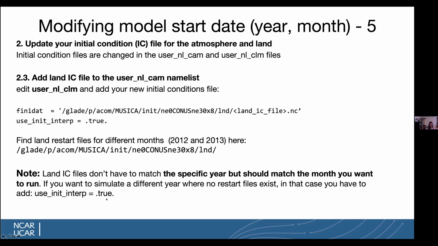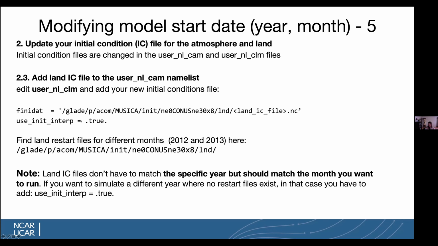There is one option: if you do use a different year for the land file so that the model doesn't crash, you need to add in this name list for the land, use_init_interpolate equals true. And for the land, you do have a different command. It's not ncdata, but here it's finidat.